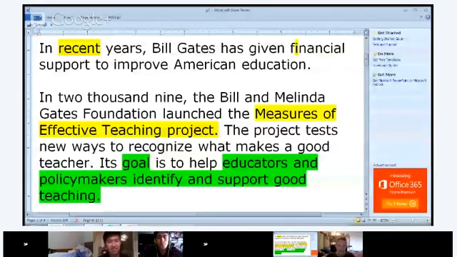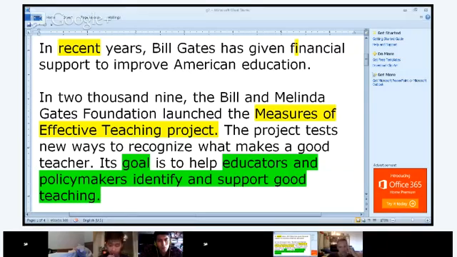And so Dastan has begun indicating one important piece of information in the article. The goal is to help educators and policymakers, these are politicians maybe, or they are executives, supervisors, identify and support good teaching. And so what else? What other information is here?